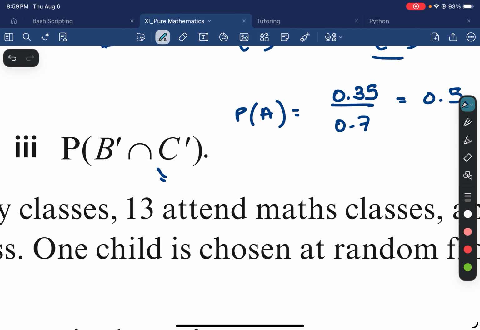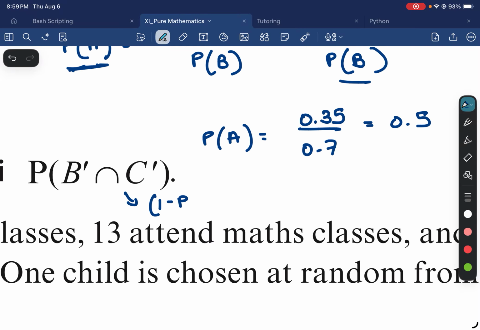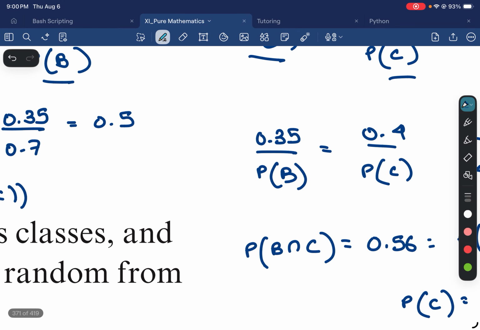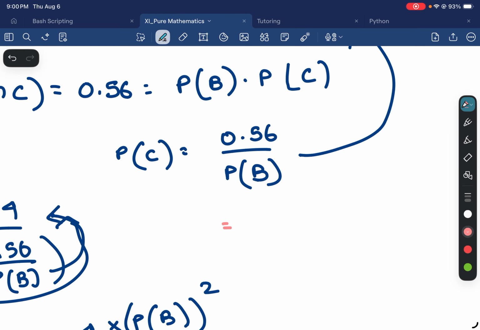All right. Now what is this? Because they are independent events again, you can write this as P(B') times P(C'), right? If A, B, C are independent, the complements of these events are also independent. All right. So what is P(B')? Well, P(B') is 1 minus P(B), and what is P(C')? 1 minus P(C). Let's find P(C) first, right? Because P(C) is this expression. So P(C), we are going to get 0.56 divided by P(B), which was 0.7. So 0.56 divided by 0.7, that is 0.8.